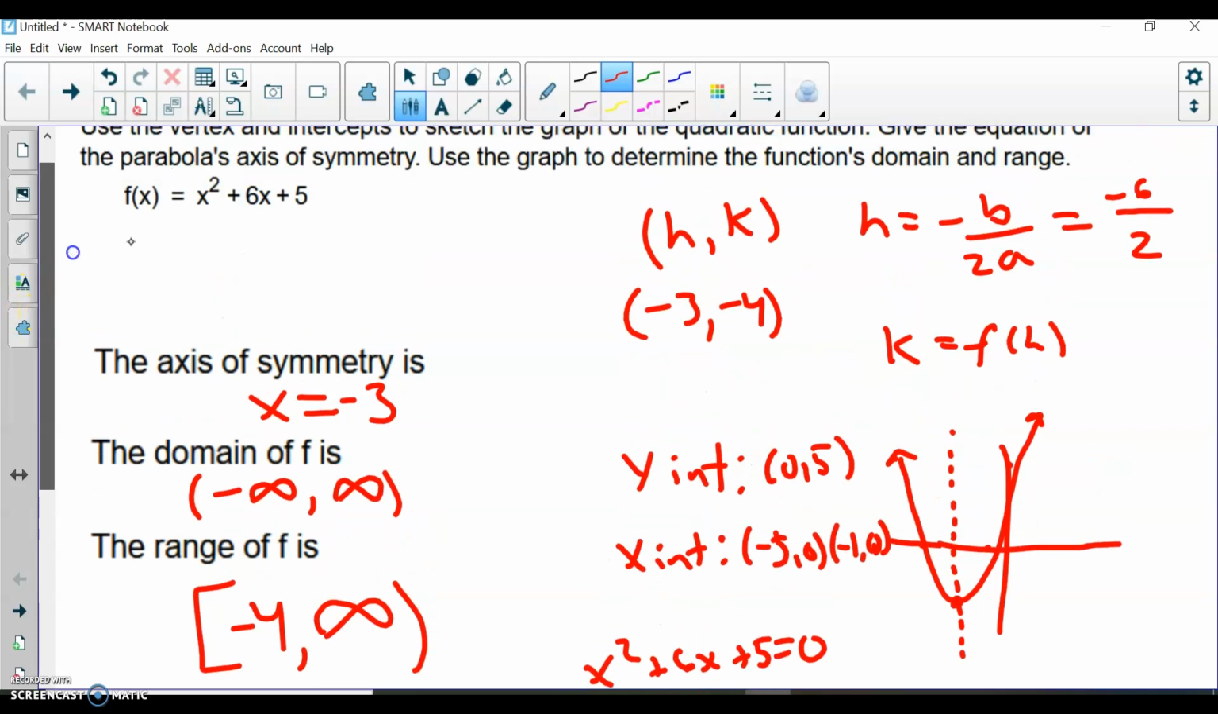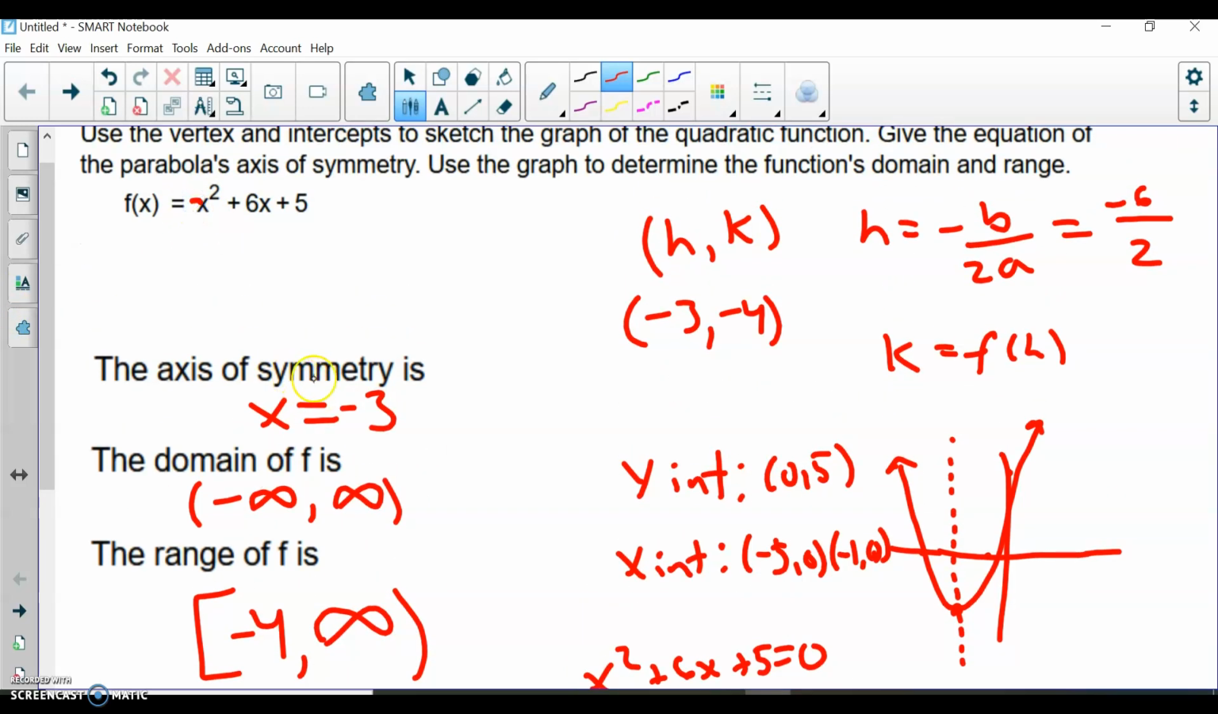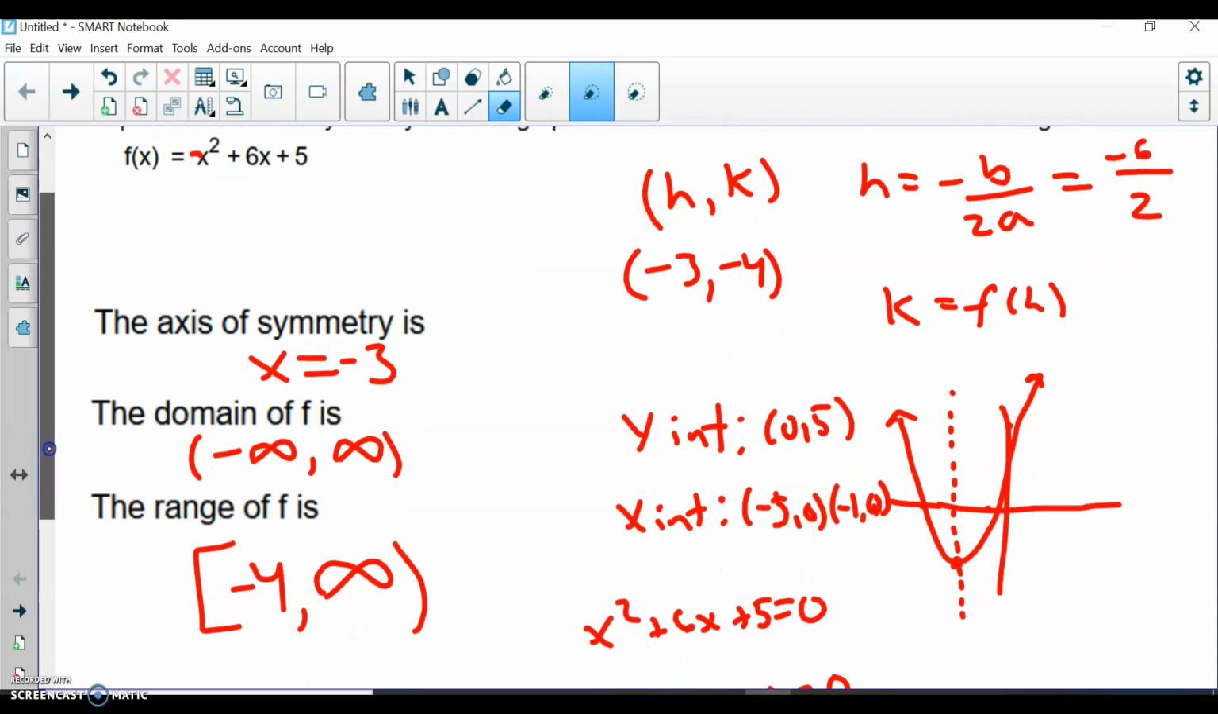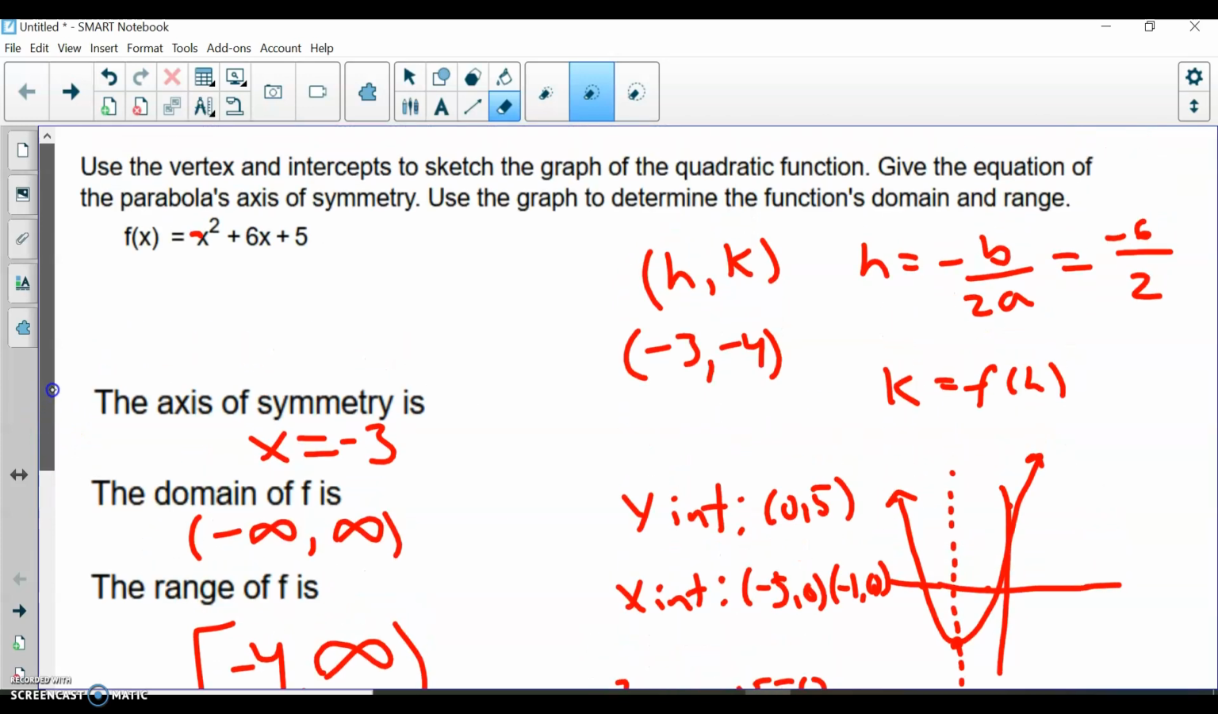If it was a downward parabola, then we would be doing something like negative infinity up to 4, because it would be a parabola that looks like this. But in this case, it has a minimum. It never gets any smaller than negative 4. So the range is from negative 4, and then it just goes off into infinity because it can be as big as it wants. So that is the entire problem.